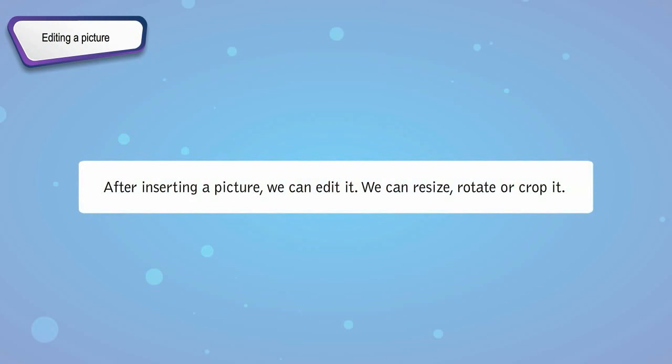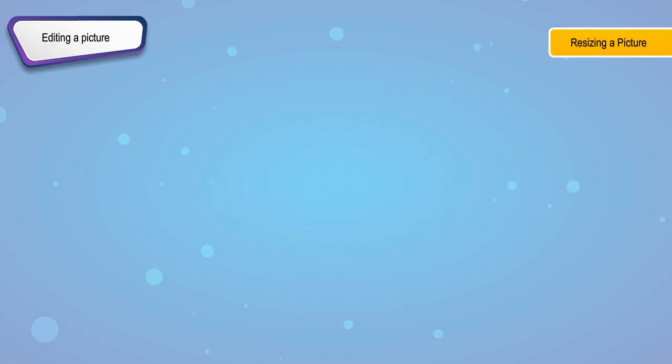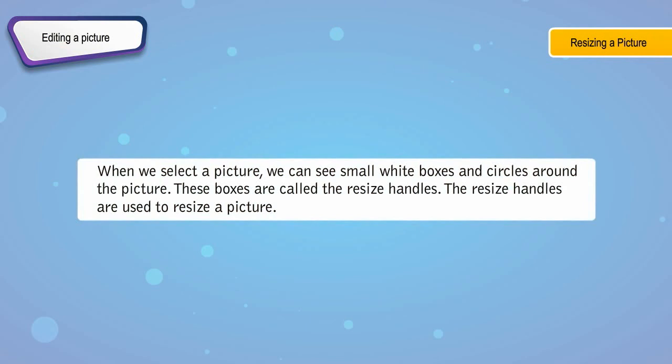Editing a picture. After inserting a picture, we can edit it. We can resize, rotate, or crop it. Resizing a picture. When we select a picture, we can see small white boxes and circles around the picture. These boxes are called the resize handles. The resize handles are used to resize a picture.